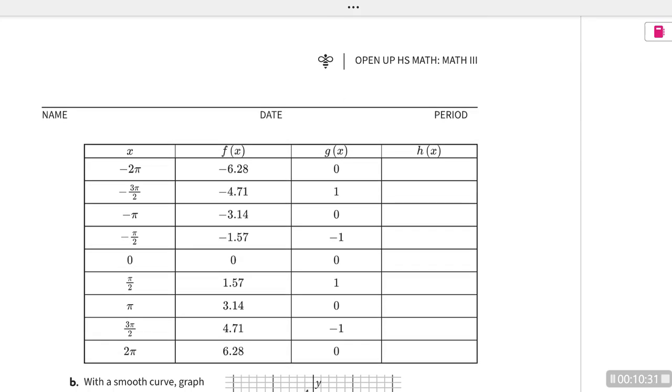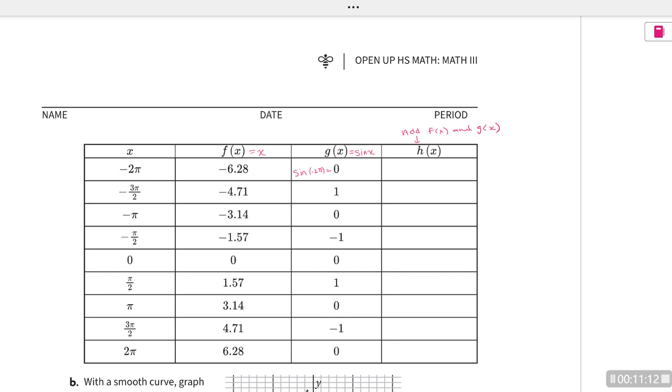So if we go down here, it gives us a table. Notice it predetermined which x values we want to use, and it told us basically the decimal approximation of these. Remember, f of x is equal to x, so we just see negative 2 pi is roughly negative 6.28, so it's just the decimal approximations. These, g of x is equal to sine of x, so here, when we do sine of negative 2 pi, we get 0. So it's already filled all those in. Now it wants us to find h of x. So really we just add f of x and g of x.